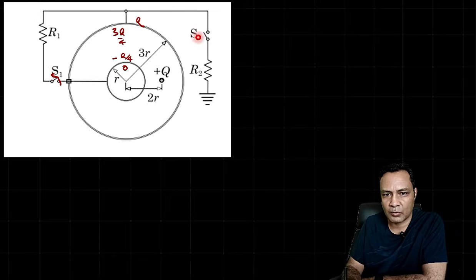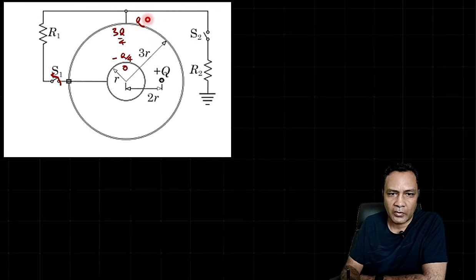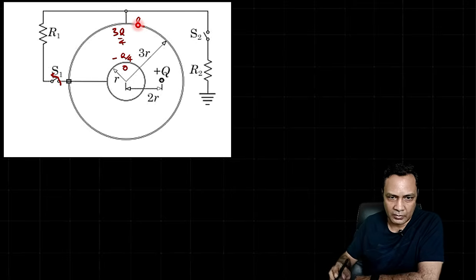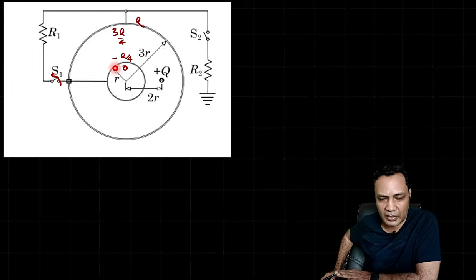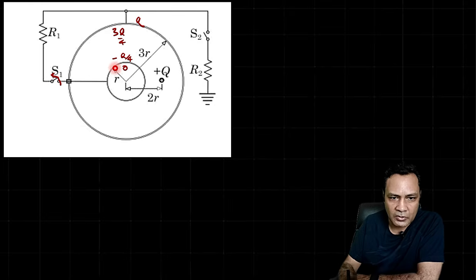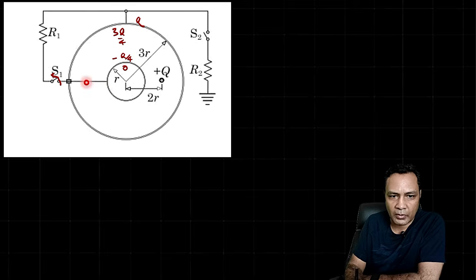So now if S2 is closed or open, what will be the effect? The outer shell charge may change. Whether this charge remains constant or changes, it will not have any effect on these charges, because if it changes, it will change the potential of both shells by the same amount. So the potential difference is still 0, and this charge was because of that 0 potential difference. So this charge is not going to change, and there will not be any current here.